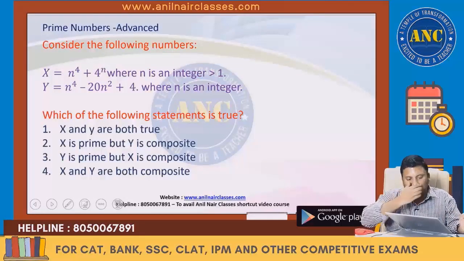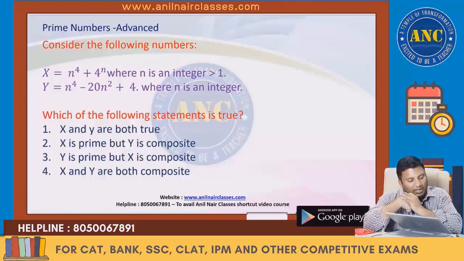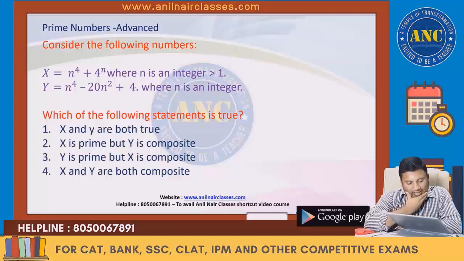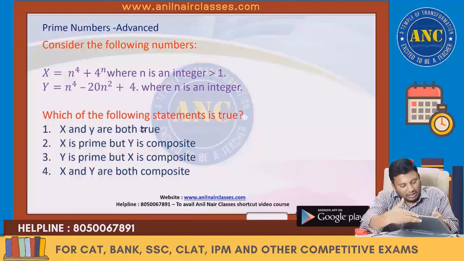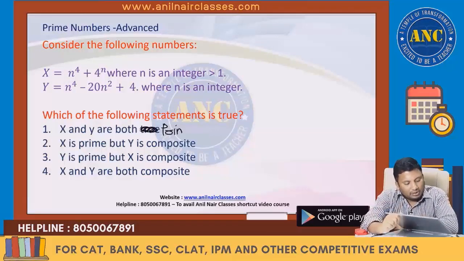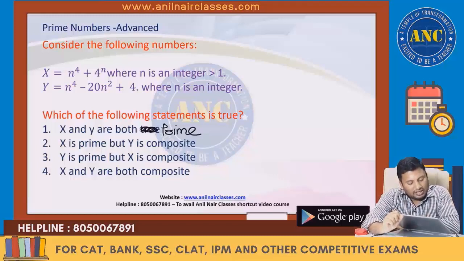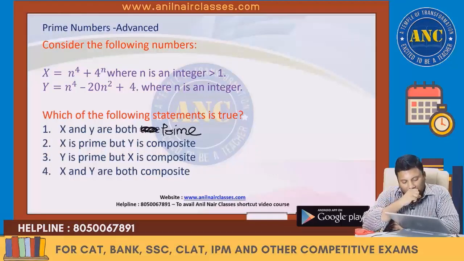Another beautiful question. Consider the following numbers. X is n power 4 plus 4 power n, where n is an integer. Which of the following statements are true? X and y are both composite. X is prime but y is composite. Y is prime but x is composite.